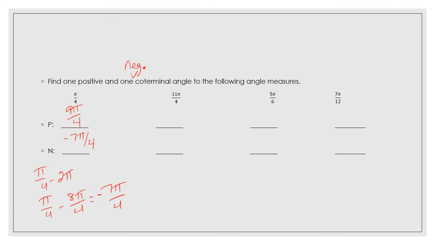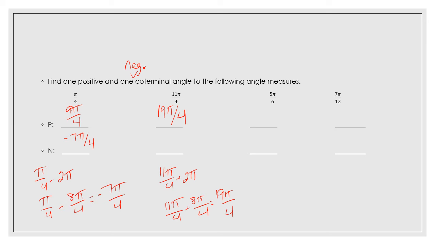On to my next one. So I have 11 pi over 4. I add 2 pi to that to get my positive coterminal. Again, we need common denominators, so I get plus 8 pi over 4. Then I get 11 pi plus 8 pi, just add my coefficients, 19 pi over 4. So that is a positive coterminal angle.